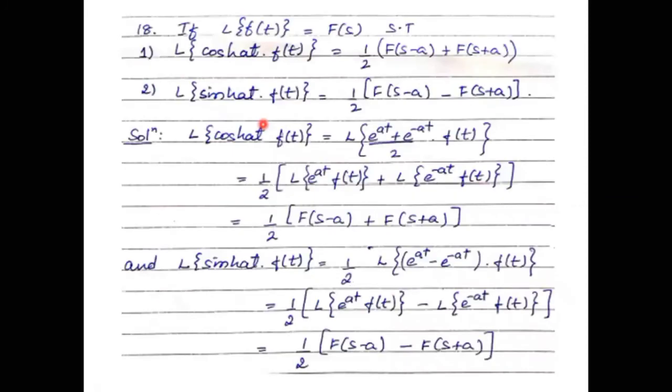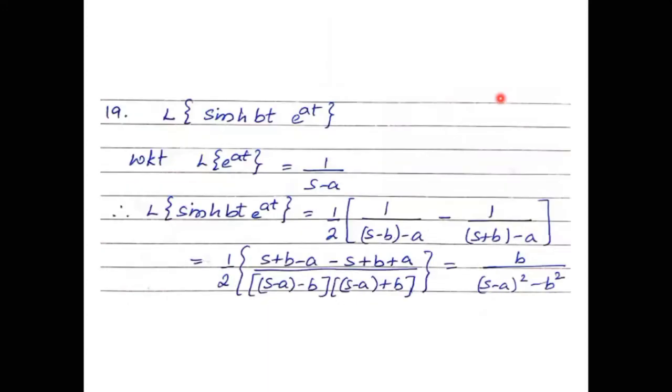So what you'll do is you'll write half of f of s minus b minus f of s plus b. Okay, see, and what is f of s here? F of s is 1 by s minus a. So using that formula, half of f of s minus b will be, see, in place of s I'm replacing s minus b. That's it. That is f of s minus b.